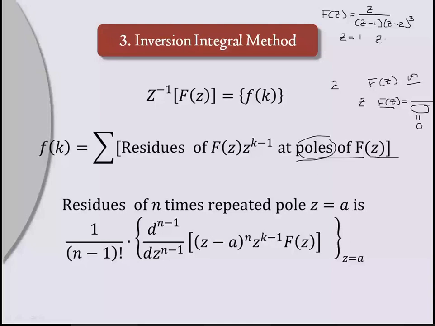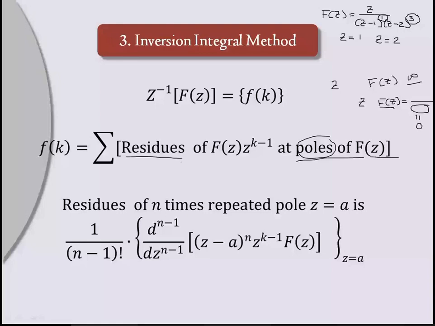So the value of z for which the denominator becomes 0 is called a pole. And the power of that term we call its order. So z equal to 1 is a pole of order 1 and z equal to 2 is a pole of order 3. So the power of z minus that pole, that we call the order of the pole. Okay. And then we have to find the residues of F of z into z raised to k minus 1 at each pole.